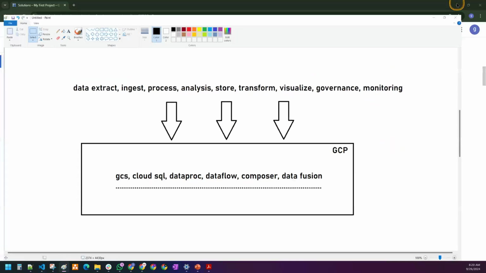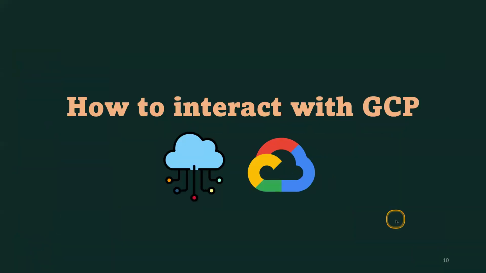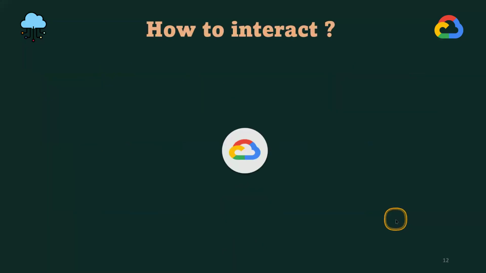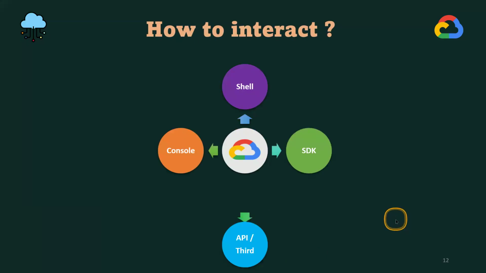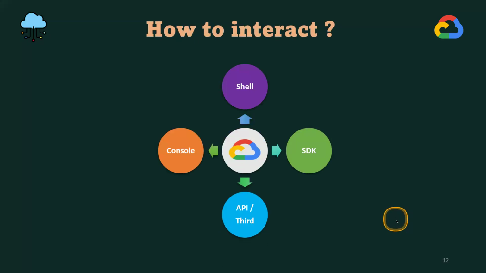Okay, so I'll go here. If you wanted to interact with the GCP services, these many services, you have a total of four methods. One is Console. The second one is Cloud Shell. The third one is Cloud SDK. The fourth one is third-party tools or APIs. We don't use it much, but this is a fourth method, APIs and third-party tools. The very first one is Console, Cloud Shell, Cloud SDK, and APIs and third-party tools.